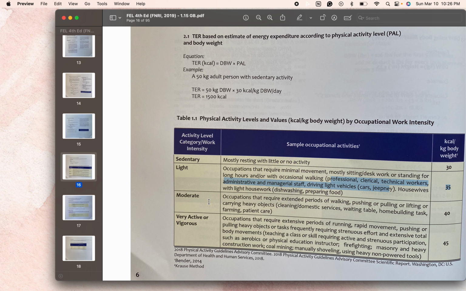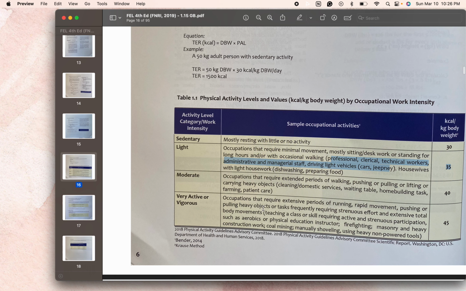Or if you engage in high intensity exercises, then you belong to the very active or vigorous activity level. Other than that, we have extensive total body movements, such as teaching a class or a skill requiring active and strenuous participation, like an aerobics or physical education instructor. That would be 45 kcal per kilogram body weight. I am considered in the light activity level because I do occasional walking and standing.